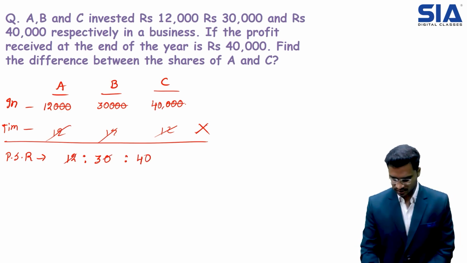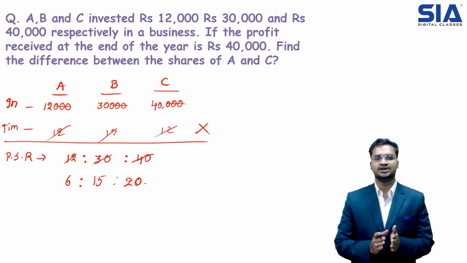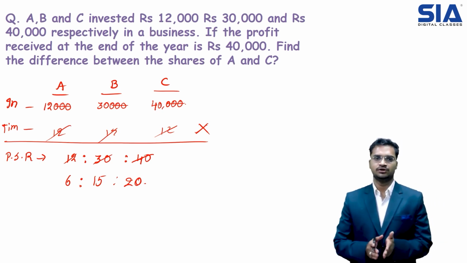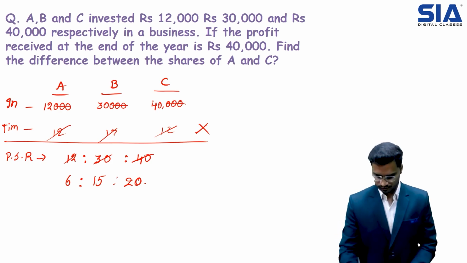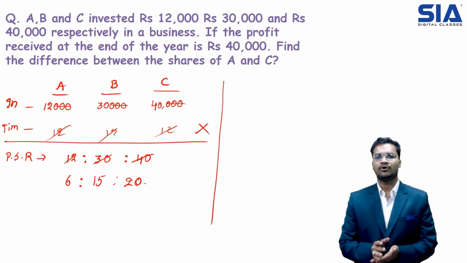Let us solve this. 2 6s are 12, 2 15s are 30, 2 20s are 40. So our profit sharing ratio is 6 ratio 15 ratio 20. Now, at the end of the year they have received a profit of 40,000.